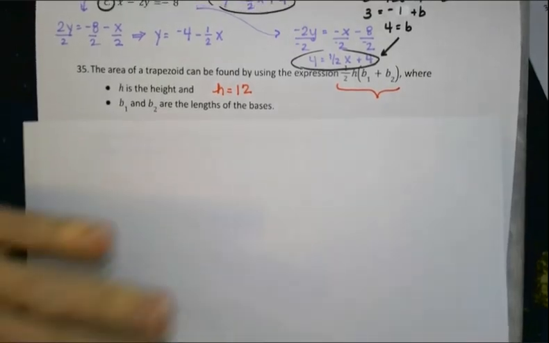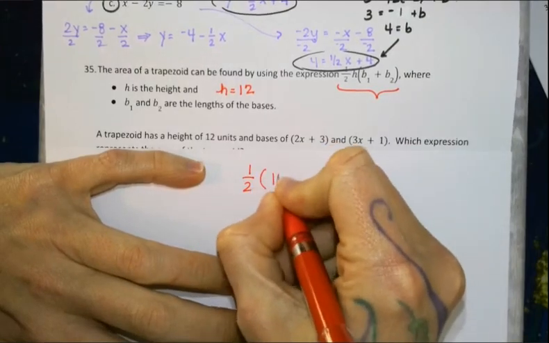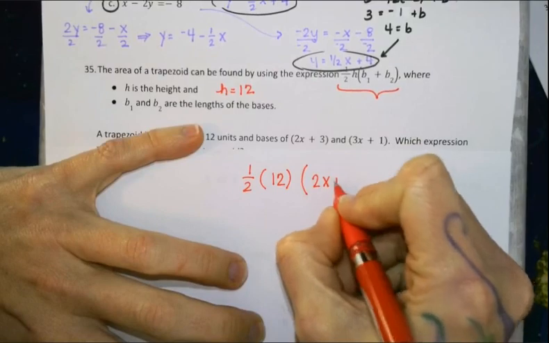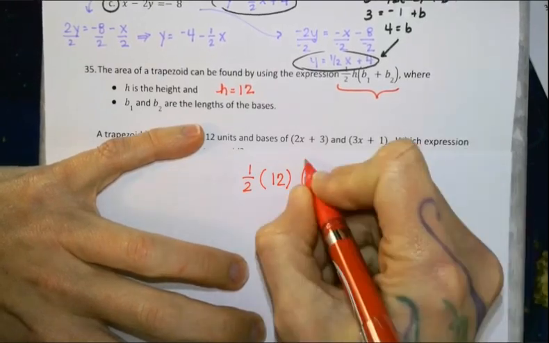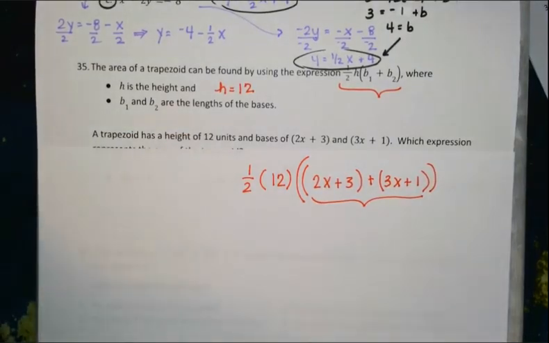So again, we're using our formula. 1/2 times our height, which it says is 12. And then it's b1. It doesn't matter which one since we're going to add them together. These are just combining like terms. So you're just putting together things that match. That's all we can do for now.